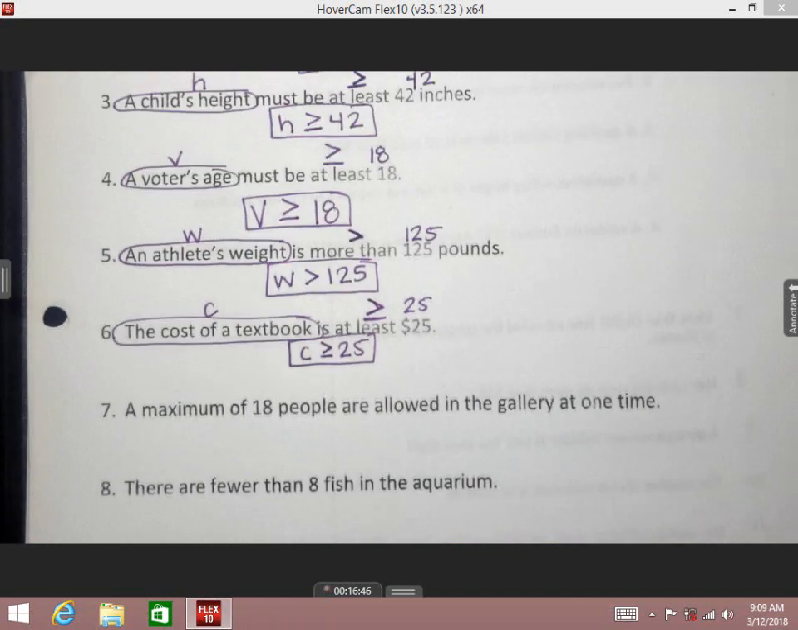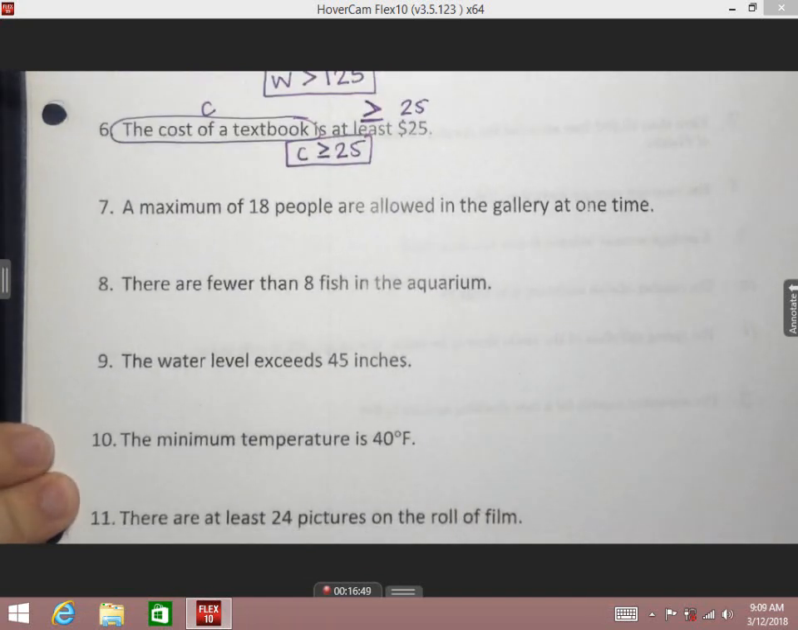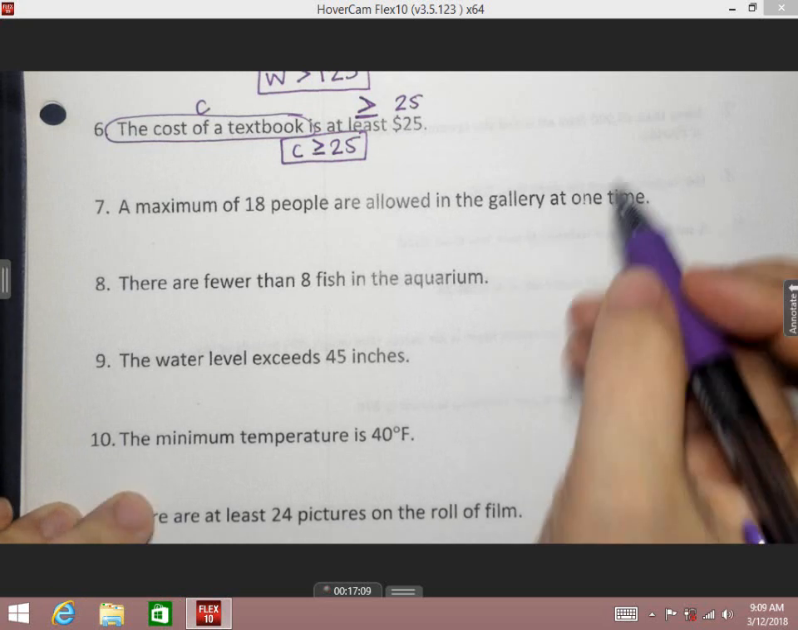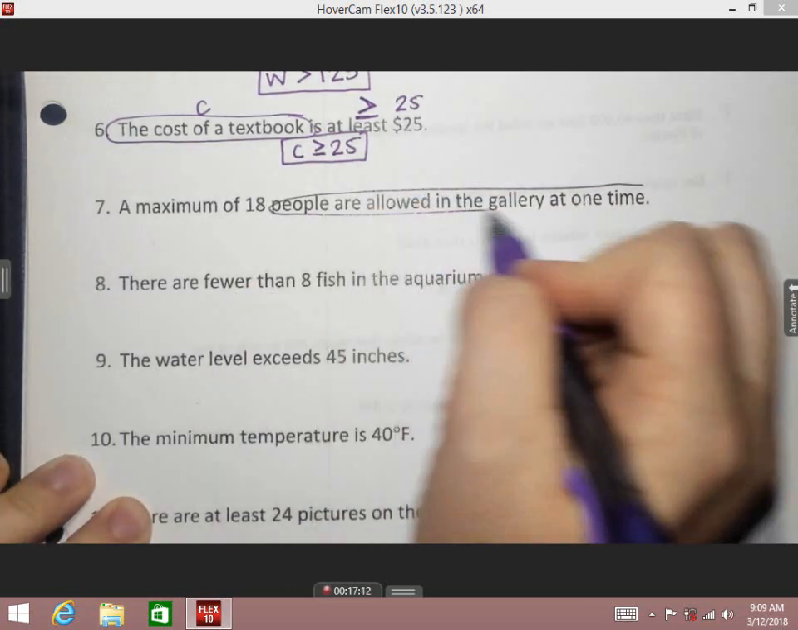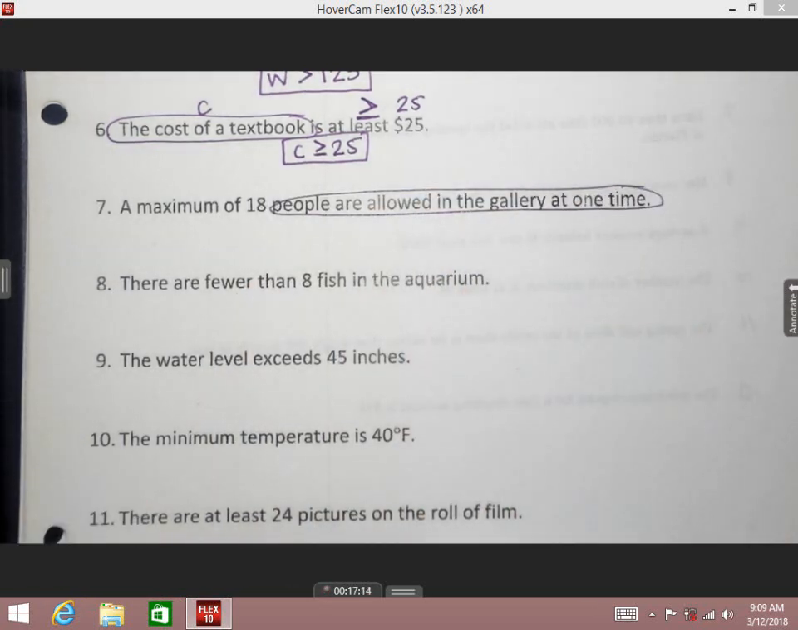So the same reasoning is applying here. It says a maximum of 18 people are allowed in the gallery at one time. Now again, guys, the first thing I'm going to ask myself is, what is this sentence talking about? It is a little backwards. So where do I find what the sentence is talking about, Kate? Yeah, we're wanting to know how many people are getting to go in that gallery at one time. This time my subject is actually at the end. But that's okay. So what variable would you like to use, Kate?